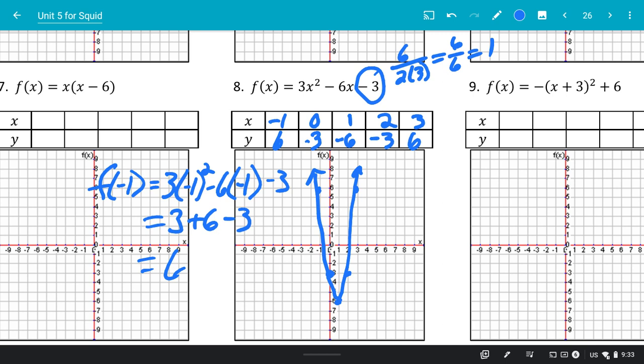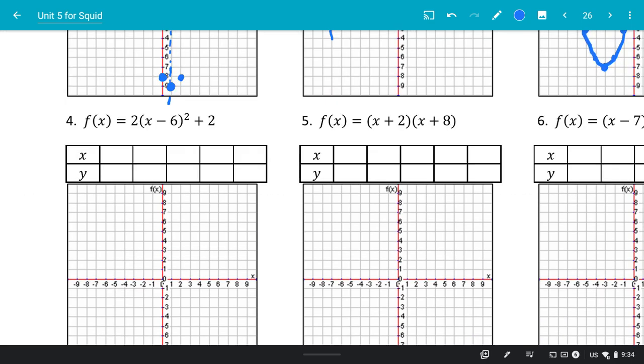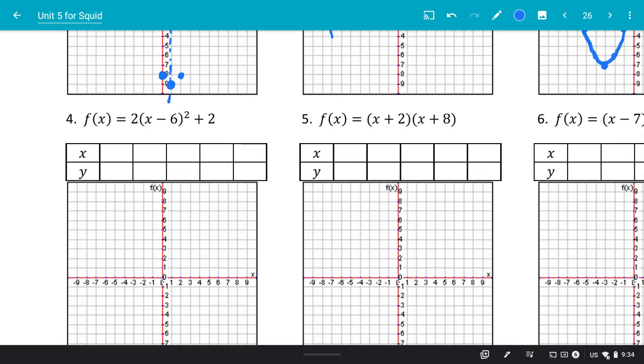How many feel good about ones that are in standard form? A lot more hands than the last one. I like that. The last one we're looking at is Vertex Form. That's our favorite one. The first one in Vertex Form is number 4 here.